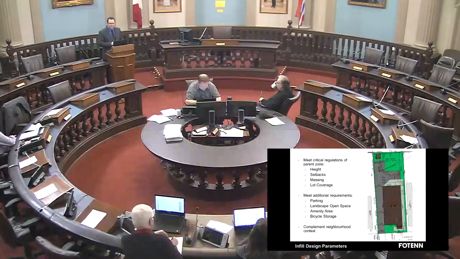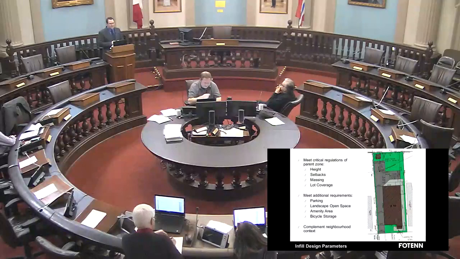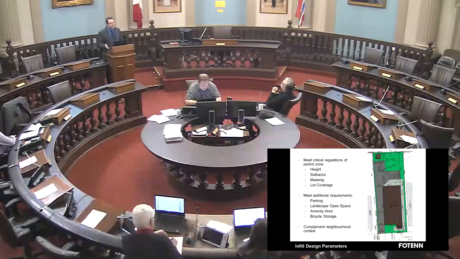So we start by looking at the parent zone on the property, which in this case is an A zone. It's a zone that allows 1 and 2 unit dwellings, and then there are provisions for height and setbacks, massing and lot coverage. So when we look at what kind of building might be appropriate on this site, that's our starting place. We're looking at those numbers in particular to try to determine what the box might look like that's appropriate for this site. And then there are the additional provisions such as parking and landscaped open space amenity areas. And overall, contextually, does it complement the neighborhood?